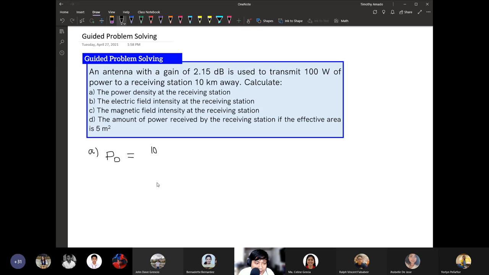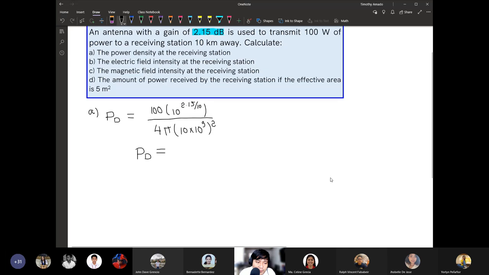GT is the gain of the transmitting antenna, 2.15 decibels. Huwag magkakamali, dapat naka-absolute po ito. Kaya dapat gagawin natin siyang 10 raised to 2.15 divided by 10. Bawal kasing naka-decibel yun. Divided by 4 pi, tapos yung distance. Ano ba yung distance? 10 kilometers away. Tapos square. Alright, guys? So, what's the answer for the power density? Paki-compute lang. 100 times 10 raised to 2.15 divided by 10 over 4 pi times 10 times 10 to the 3, squared.